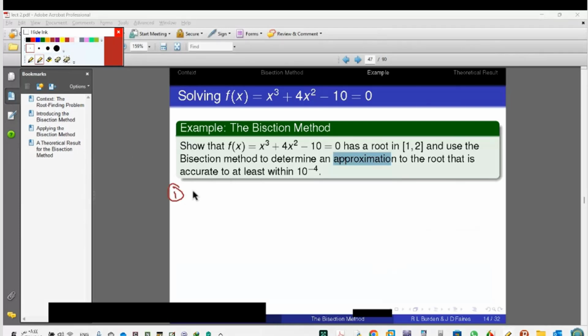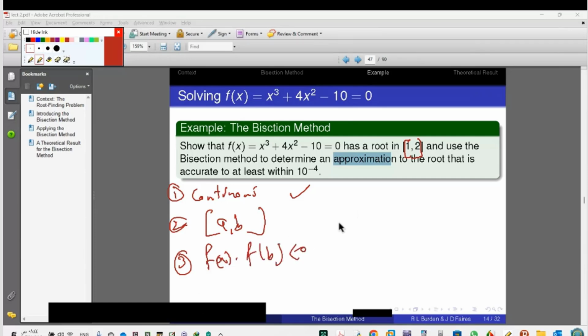The first condition is continuous. It's a polynomial, so it's continuous. He also told me it is a closed domain, and in the question he also told me closed domain. Now I want to check the next condition: F(A) times F(B) should be less than 0. So let's calculate both F(A) and F(B). A here is 1.